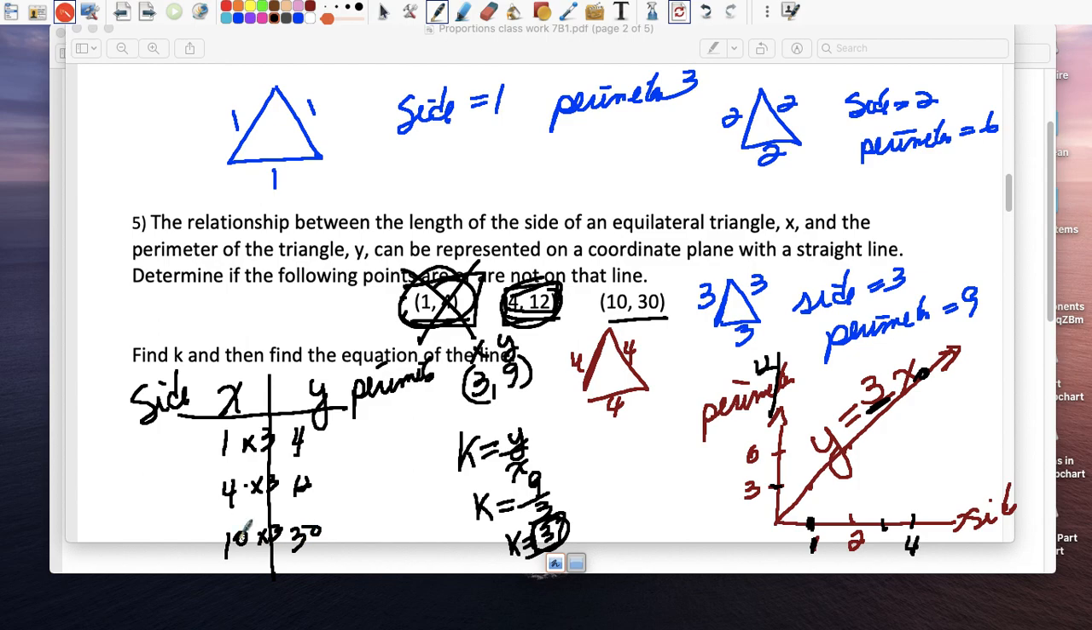What about 10 and 30? Well, 10 times 3 is 30. If you have a triangle and all sides measure 10, wouldn't the perimeter be 30? So this works and this works. So these 2 points would be on the line because they are proportional.